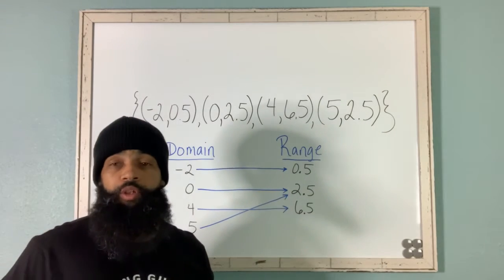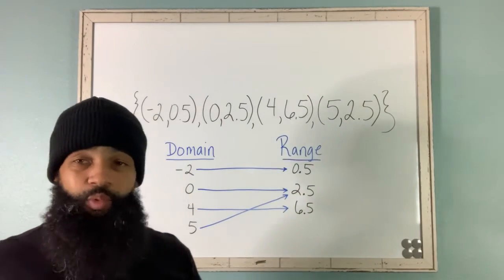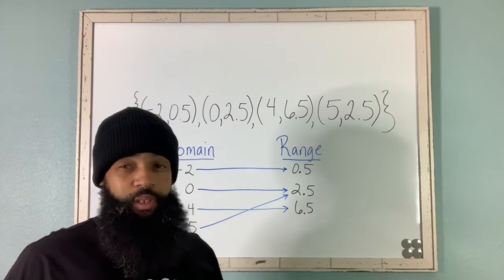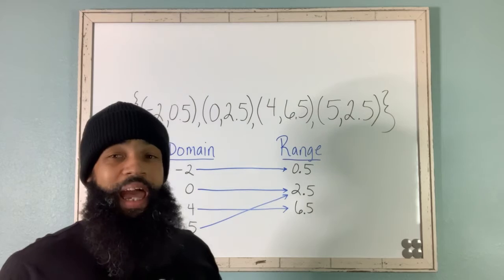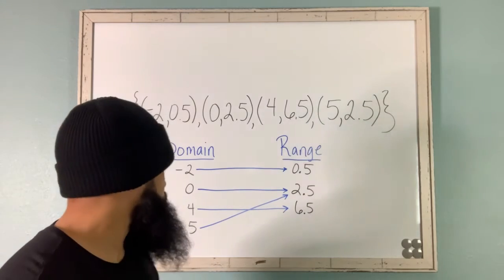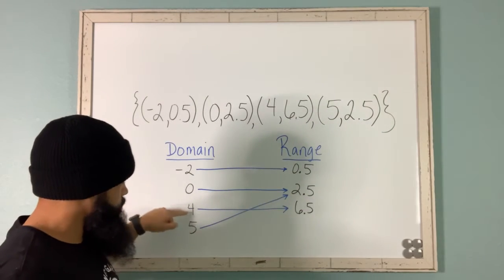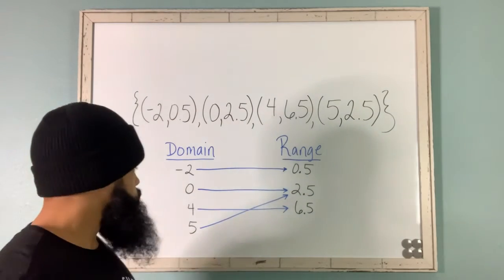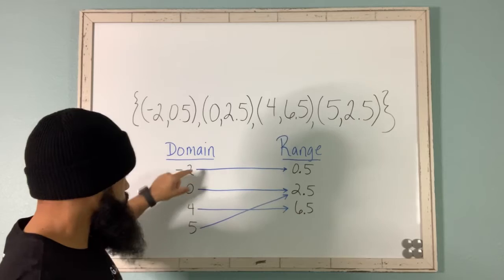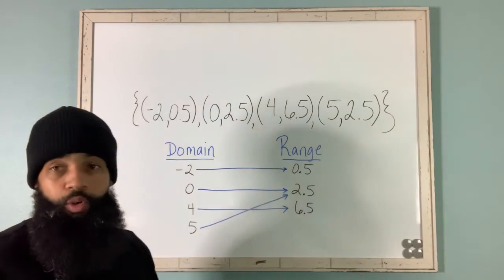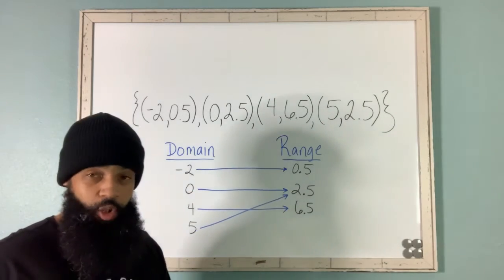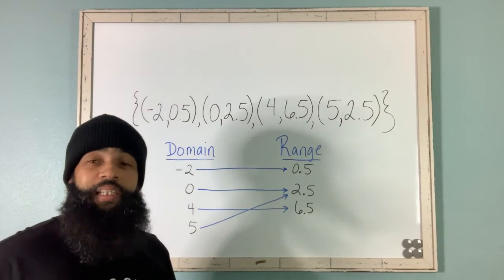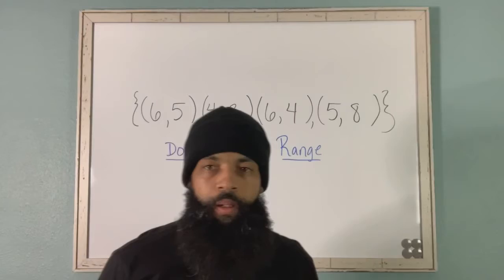So if we want to determine if this is a function, remember a function is when a relation has every domain value with exactly one range value, right? Now, we have 4 different domain values, and each of them has exactly one range value. If you notice, there's only one arrow going from each value in the domain to a value in the range. So this is indeed a function.